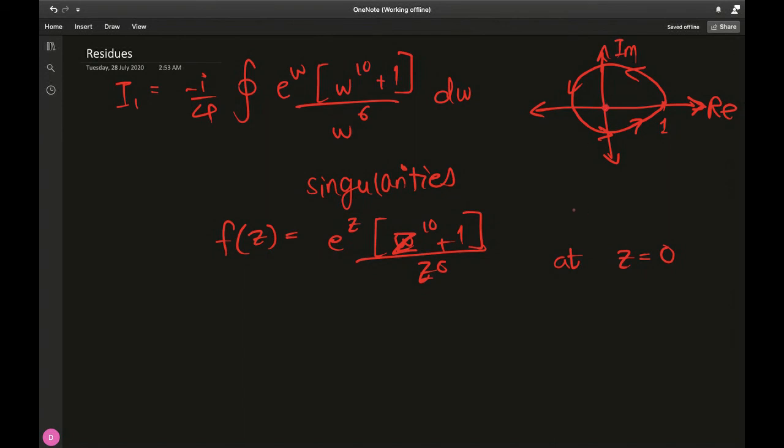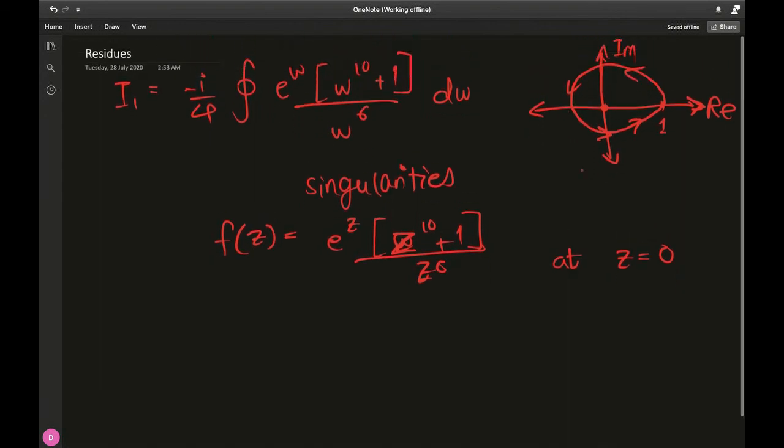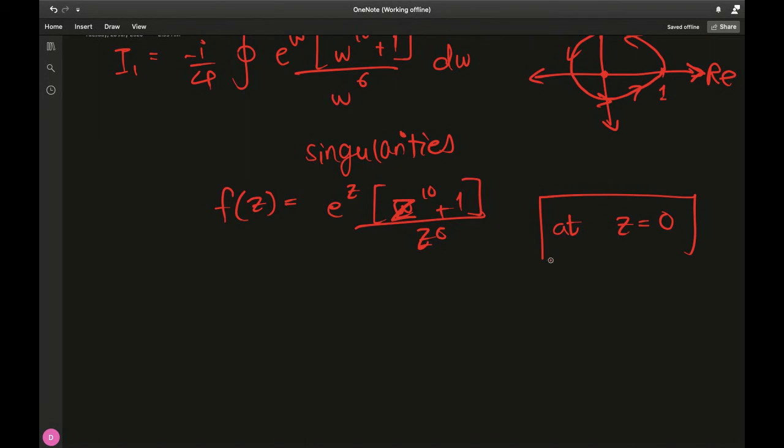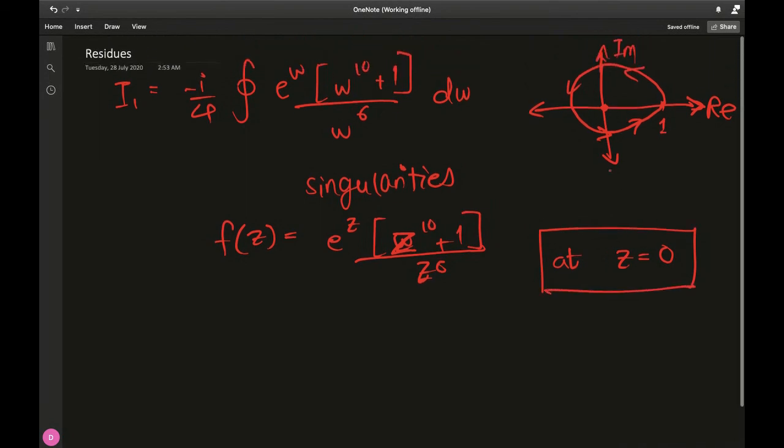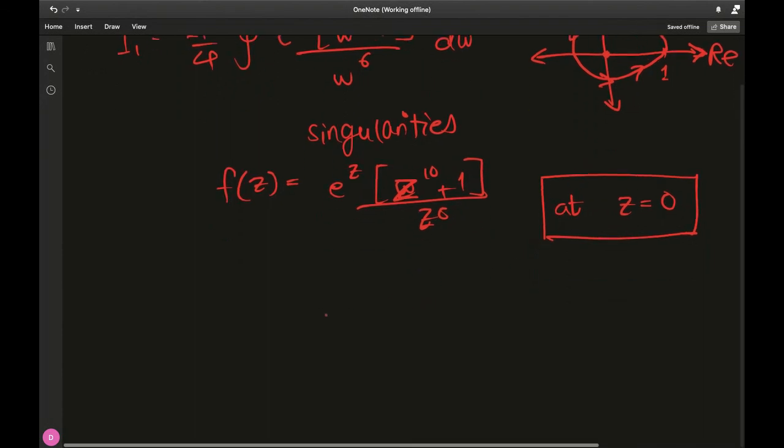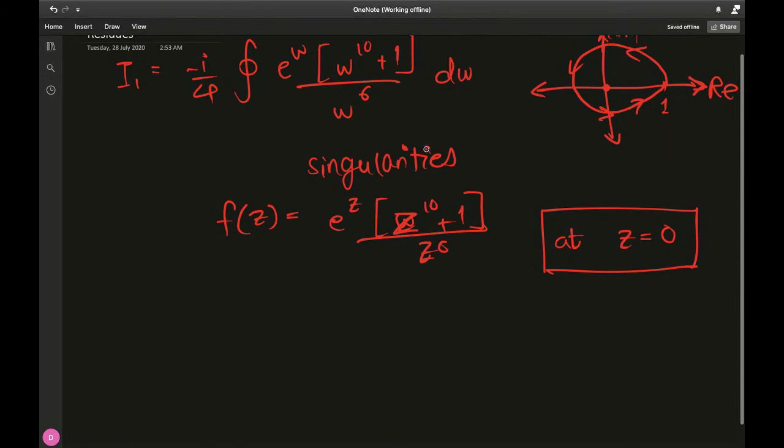And provided that the singularity lies inside our contour, and well, it does, right? It lies inside this unit circle that we have on the complex plane. So yes, then we can consider that, because otherwise if it lay somewhere over here, like at negative 2i or something, then we can exclude that. That's basically the essence of residue theorem.